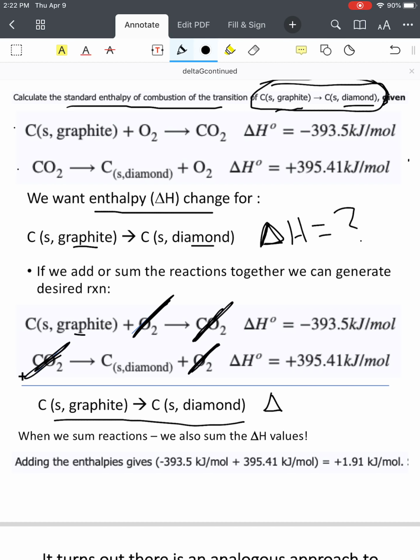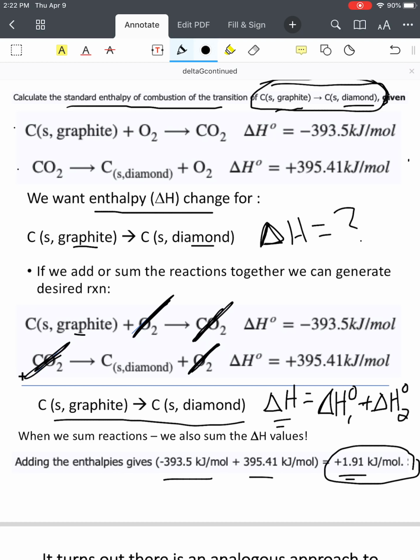So guess what we can do? To find the delta H for that reaction, all I need to do is sum my standard molar enthalpy changes for reaction 1 and reaction 2. I just add them together, and that gives me my desired result. So that's what we'll do. Add the negative 393 to the positive 395, and for this desired reaction, it looks like my delta H0 is positive 1.91 kilojoules per mole. Okay, so that's my enthalpy change, my delta H, associated with this reaction.